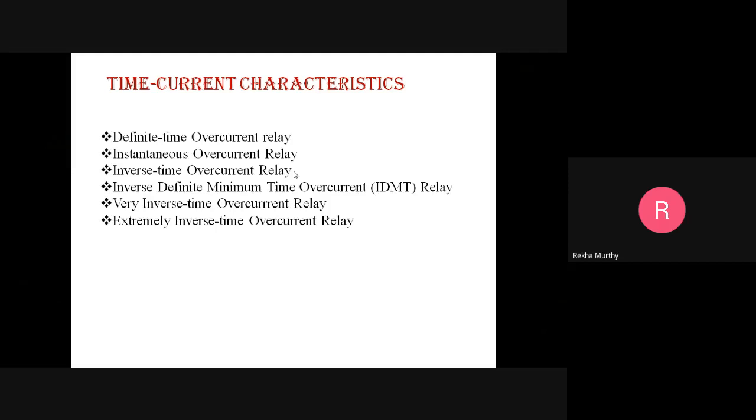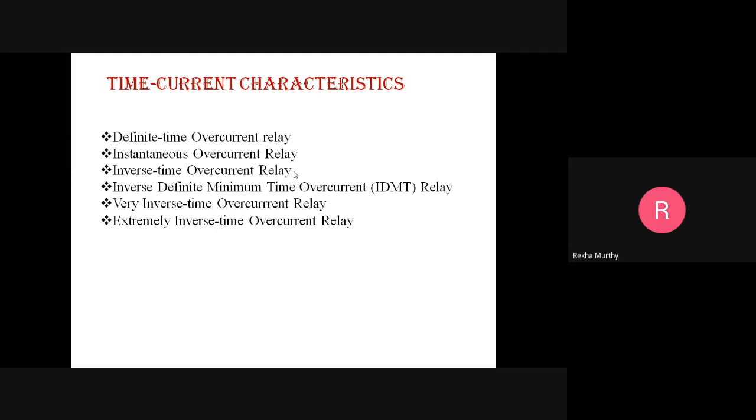In the inverse definite time, the definite minimum time overcurrent relay, the very inverse time overcurrent relay and the extremely inverse time overcurrent relay, all three of them will be shown together. In the IDMT relay, this type of relay gives an inverse time current characteristic at lower values of the fault current, and a definite time characteristic at higher values of fault current. Okay, so this is a combination of the inverse time current characteristic and also a definite time characteristic.